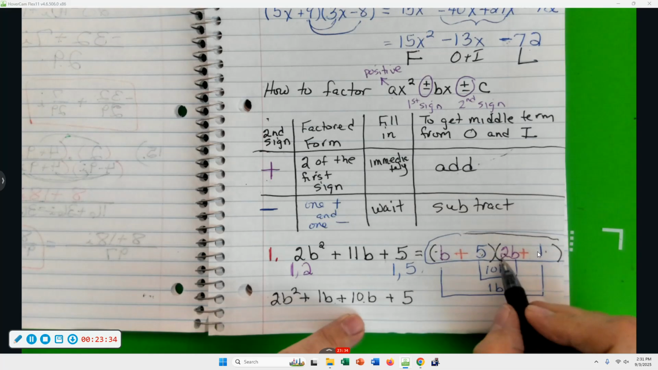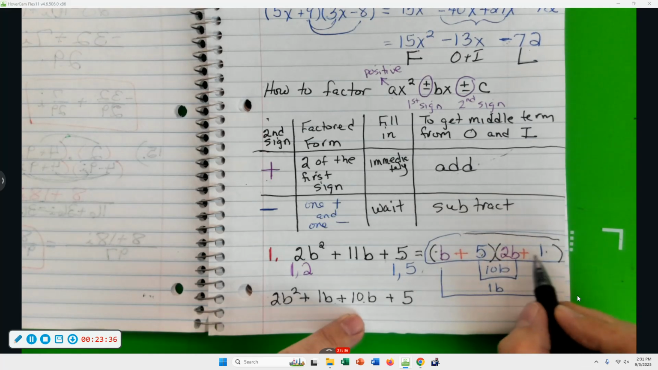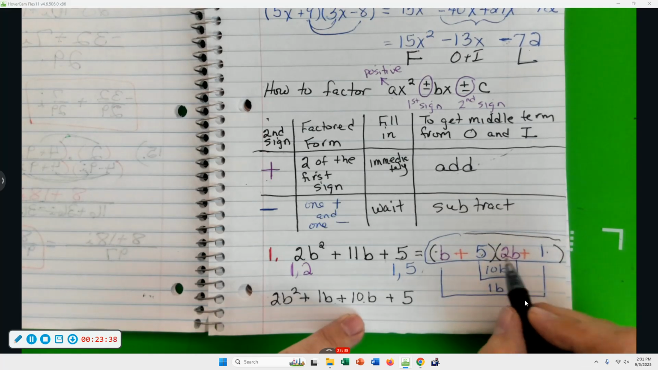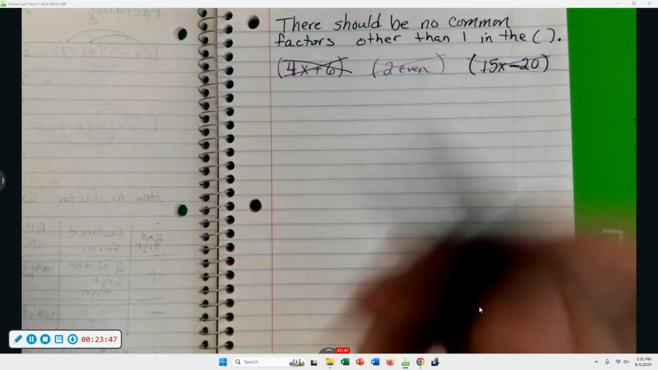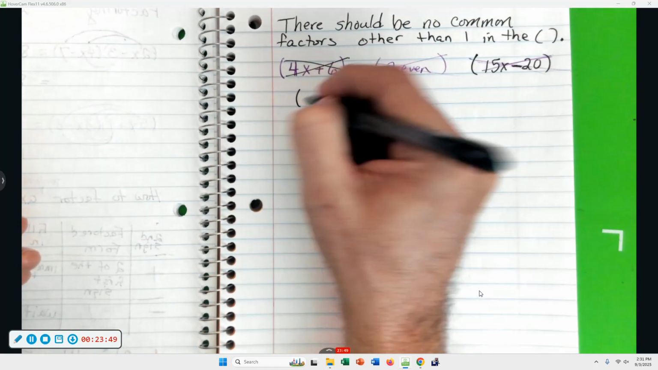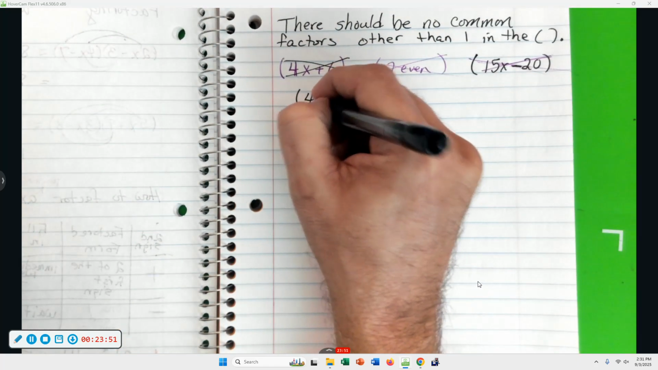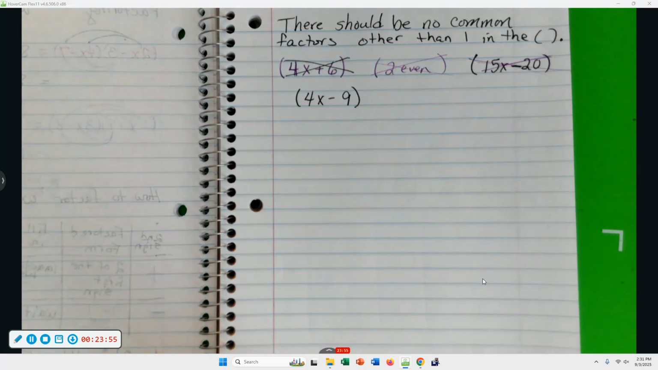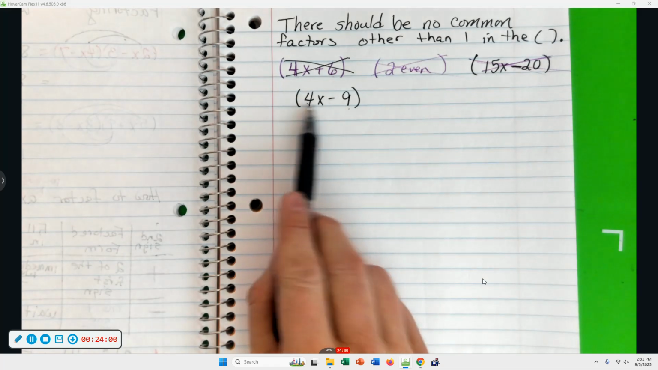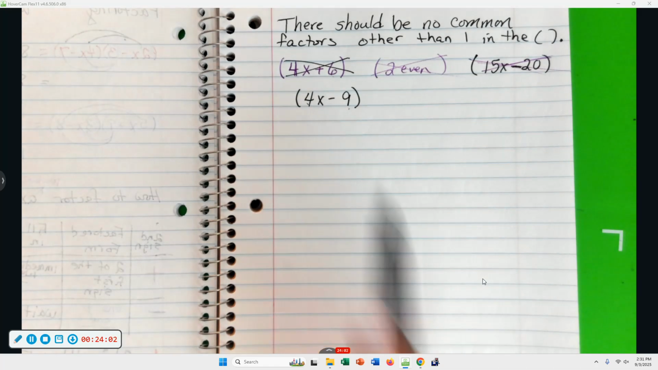What about 2 and 1? What's the only positive integer that divides evenly into 2 and 1? 1. You can't have a common factor inside the parentheses. What about this set of parentheses? Would this one be okay? 4x minus 9. Is there a number other than 1 that divides into both 4 and 9? No. Okay, that would be okay.